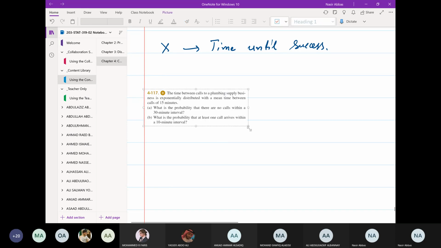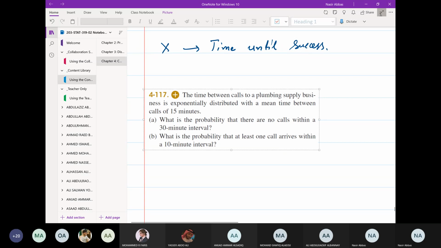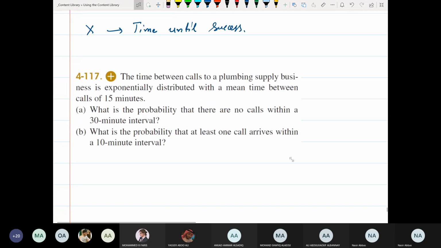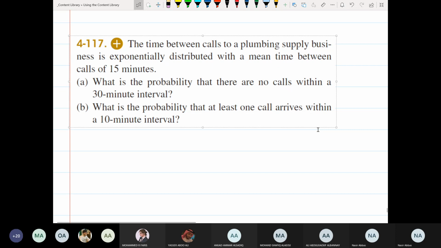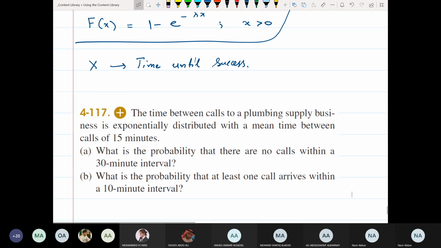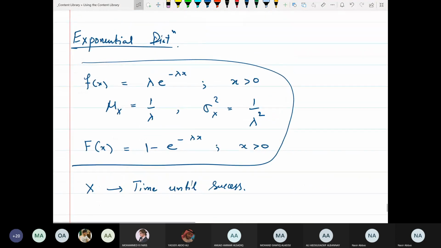Here is a question. It says that the time between calls to a plumbing supply business is exponentially distributed, with the mean time between the calls being 15 minutes. Now, if you look at what I gave you in the formula sheet, when I tell you exponential distribution, the only unknown constant in the exponential distribution function is lambda. That's the only unknown thing you need to identify from the question.